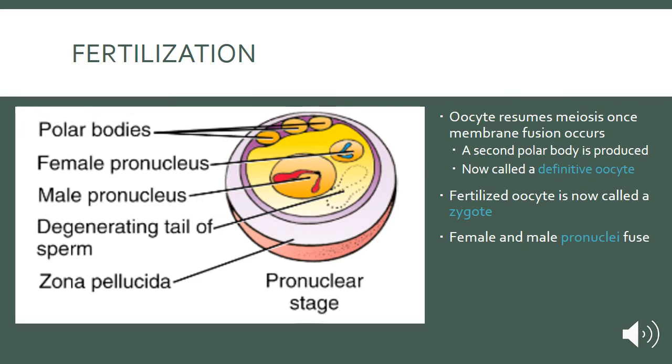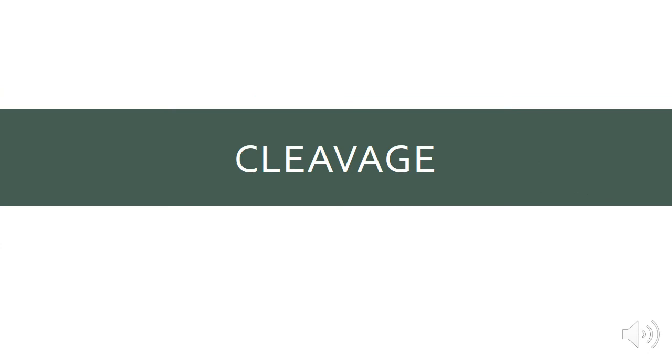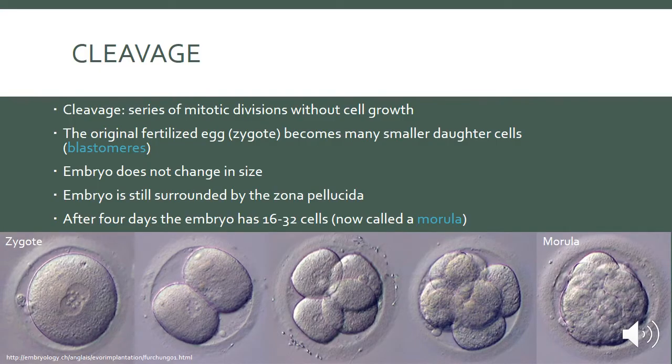Ultimately, the male and female pronuclei will fuse so that we have a single-celled embryo with a single nucleus, and now we are ready to start talking about how that makes a baby. The first step in that process is cleavage. And cleavage is interesting because now the embryo is going to go through a series of mitoses, so a series of cell divisions that are mitotic, not meiosis. We're done with meiosis.